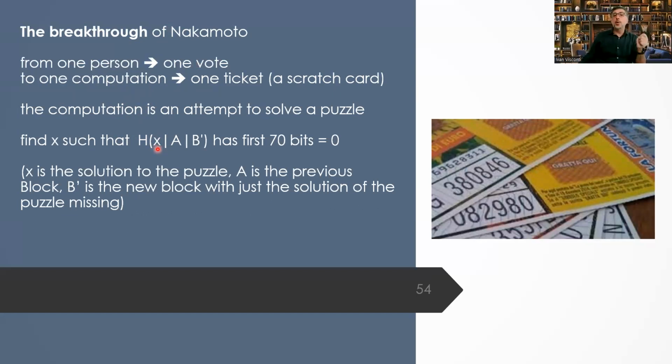And now I can check, did I win or not? I look at the output of this computation. I see if the first 70 bits are 0 or not. If they are all 0, I won. If they are not, I didn't win. I have to continue. New ticket, new competition. So this X that must be found is the solution of this puzzle. What are A and B prime? A is the previous block, because I want to win a lottery to add a new block on top of a previous block. So A is the previous block. And if I win the lottery, I'm proposing transactions. And these transactions that I'm proposing are in B prime. B prime is the new transaction that I'm proposing essentially.